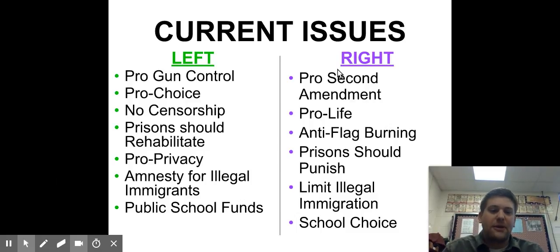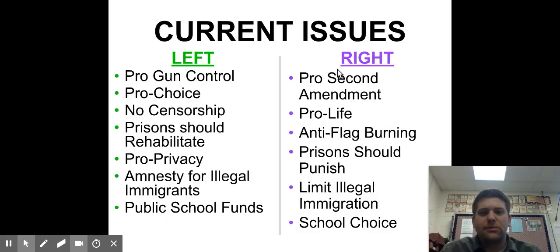They're pro-Second Amendment, right? If you're a hard-nosed right-liner, you're going to say, look, I have the right to keep and bear arms, and that shall not be infringed upon, that shall not be restricted, and therefore these gun control regulations that you're trying to set up are a violation of my Second Amendment right to carry guns.